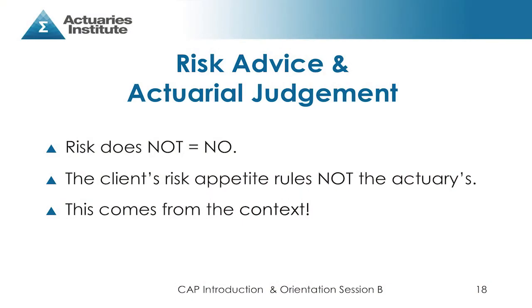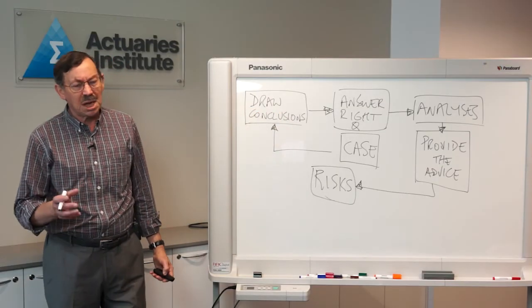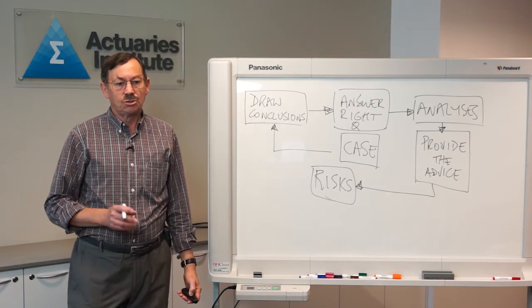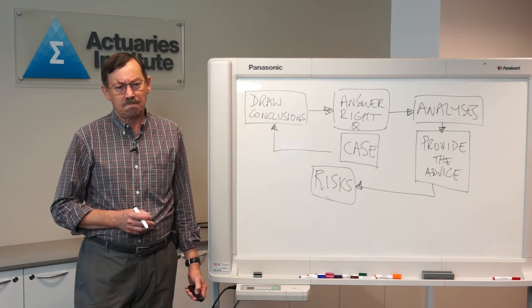Risk advice and actuarial judgment. Just because there's risk doesn't mean the answer is no. If there were no risks, there would be no business. And remember, it's the client's risk appetite that's important, not yours as the actuary. It's the client's risk appetite, which is why earlier, in Draw the Right Conclusions, we talked about the client's risk appetite. That's the thing that drives it. And that, of course, comes from a good piece of contextualisation.